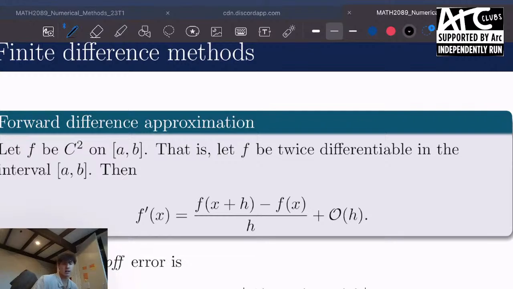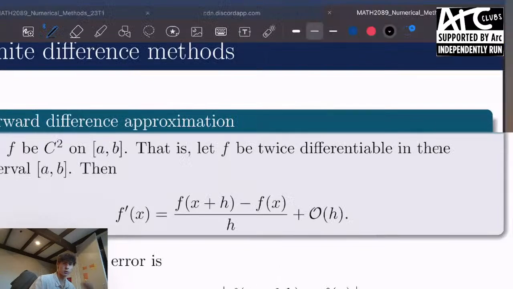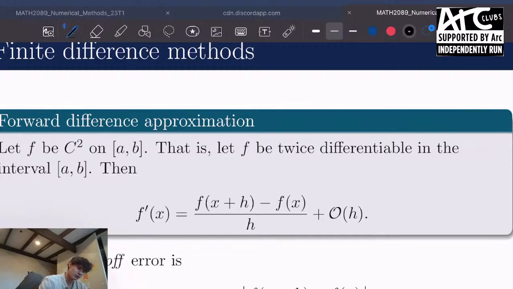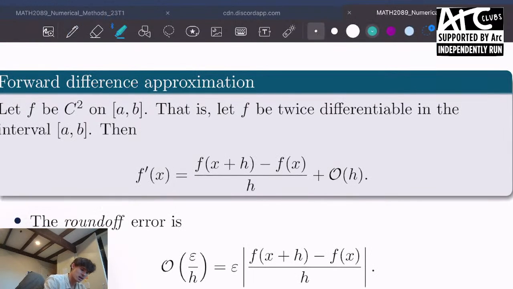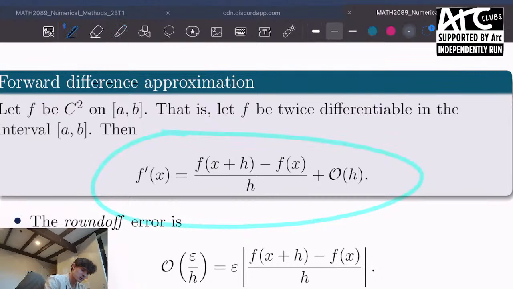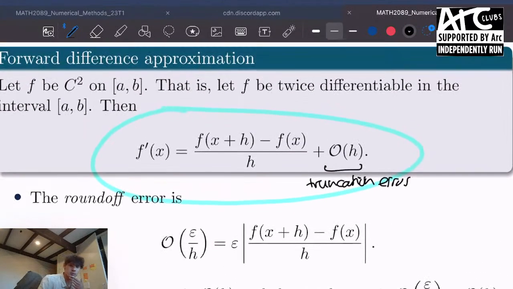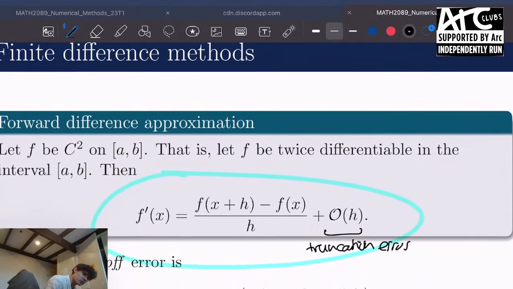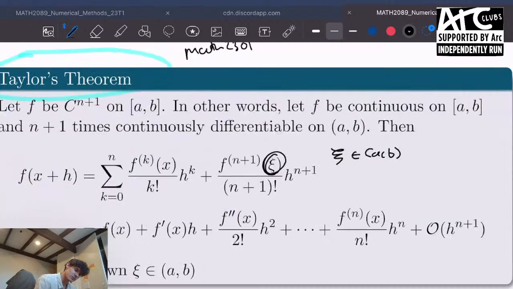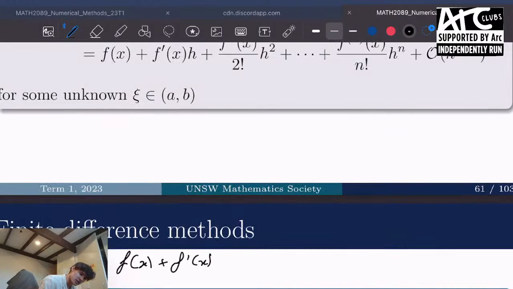The first thing we're looking at is approximating the first derivative of a function, and that is via the forward difference approximation. The forward difference approximation is this thing here. It says that the derivative is equal to f of x plus h minus f of x, divided by h, plus some O of h term. That O of h term is something called a truncation error, which is related to Taylor's theorem. I'll show you what I mean by that. We know that f of x plus h equals f of x plus f dash of x times h plus some terms that are all O of h.